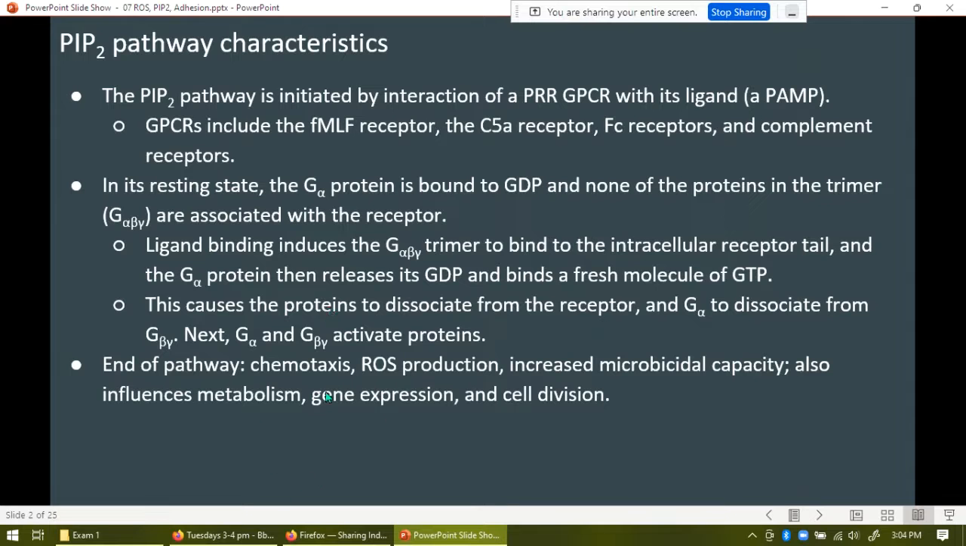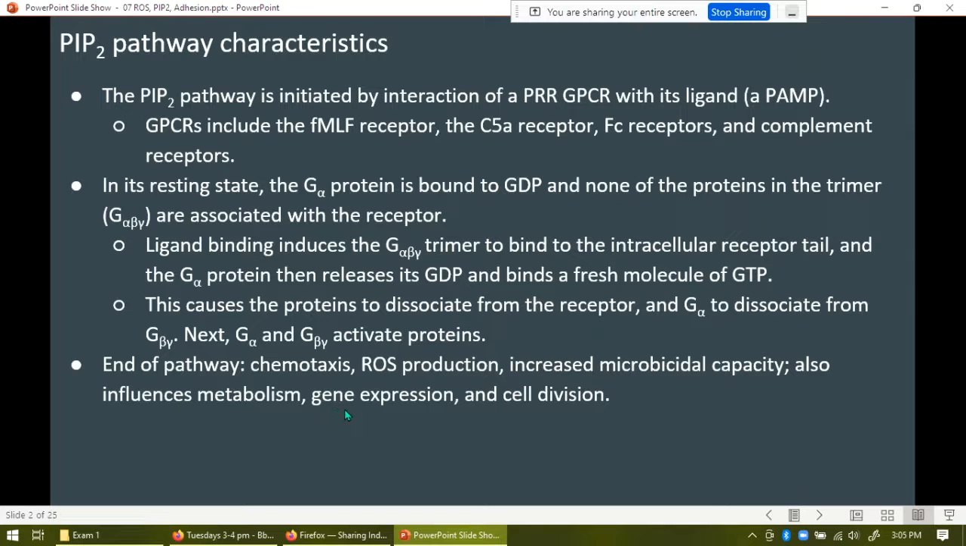The end of the pathway, like I said, results in things that you need to see in response to microbial recognition. Chemotaxis, reactive oxygen species production, increased microbicidal capacity, synthesis in some cases of pro-inflammatory cytokines. It also influences metabolism. It switches them to mostly glycolytic metabolism as opposed to fatty acid burning cells. They switch to glucose burning cells.